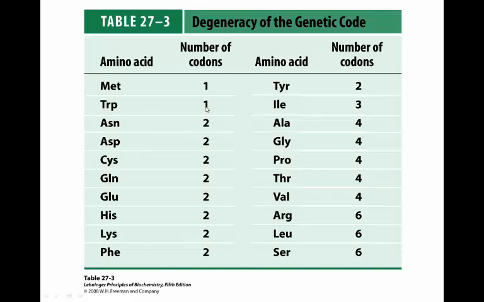So only 2 amino acids have only one codon. Asparagine, aspartate, cysteine, glutamine, glutamate, histidine, lysine, phenylalanine, and tyrosine have 2 codons. Isoleucine has 3. Alanine, glycine, proline, threonine, valine have 4. And arginine, leucine, serine have 6 codons.